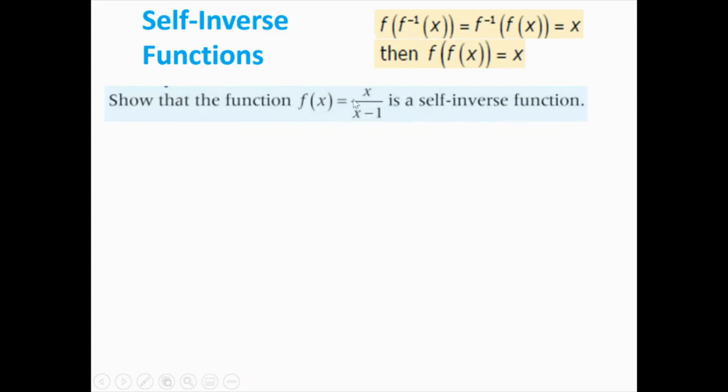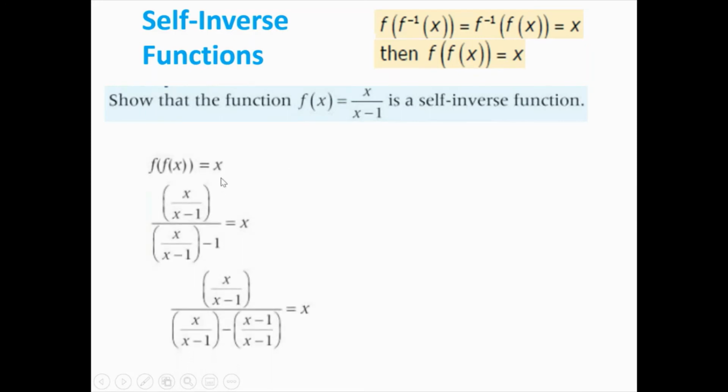So let me show you this one first, because for a lot of students, this is a little tricky. There's a lot of algebra here. Okay, we know it's a self-inverse if we put the function into itself and get x. So we're going to put into this function itself. So this x and this x will both be replaced by this function itself, all right?